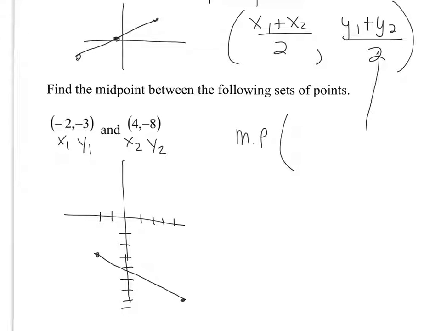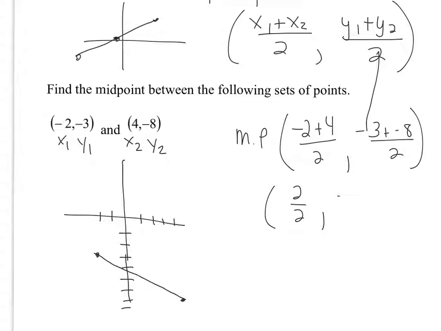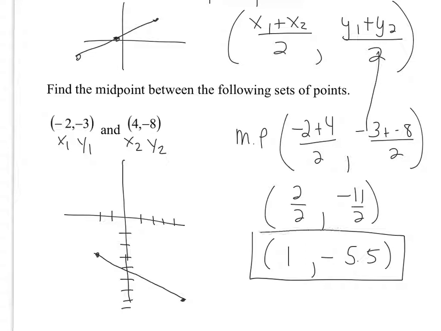So the midpoint, I add the x's, so negative 2 plus 4 divided by 2. Negative 3 plus negative 8 divided by 2. So that's 2 divided by 2, and negative 11 divided by 2. So that's 1, and that's negative 5.5. So if I go to that point on the graph, 1, negative 5.5, that's somewhere right about here. And I think we can agree that that looks like the middle of that segment.